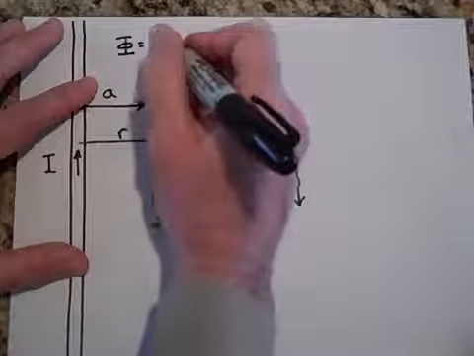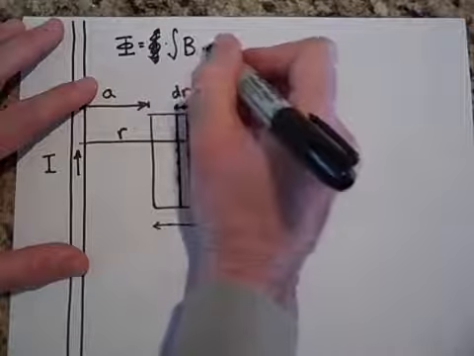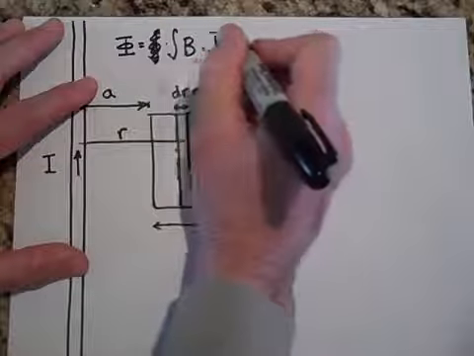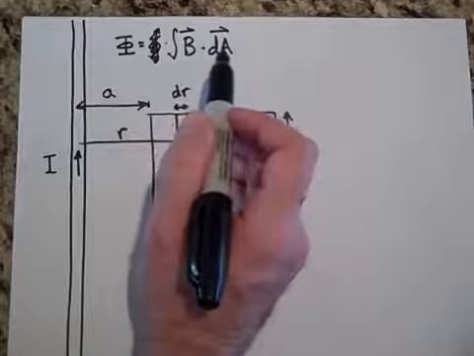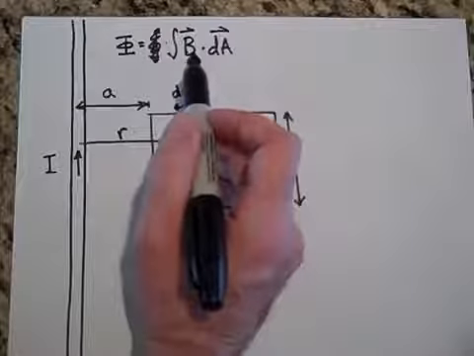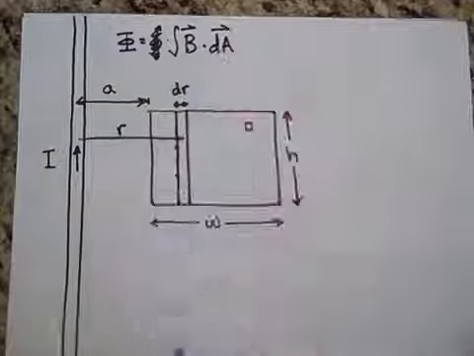Let me get rid of that. This is the flux equation. It's B dot A. Remember, if B is in the same direction as dA, I can get rid of the dot product, and if B is uniform, I can pull the B out, and I'm left with just a bunch of dAs.